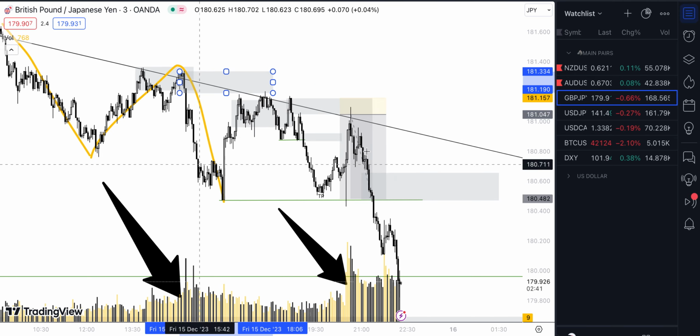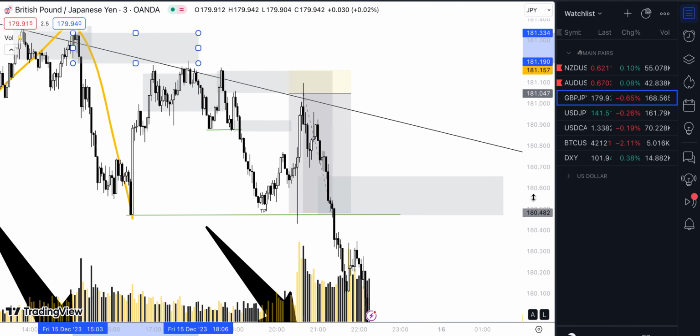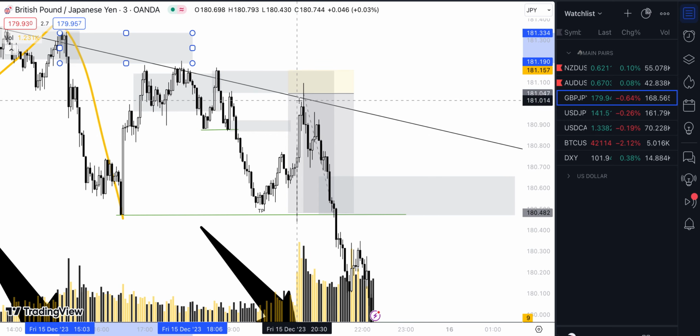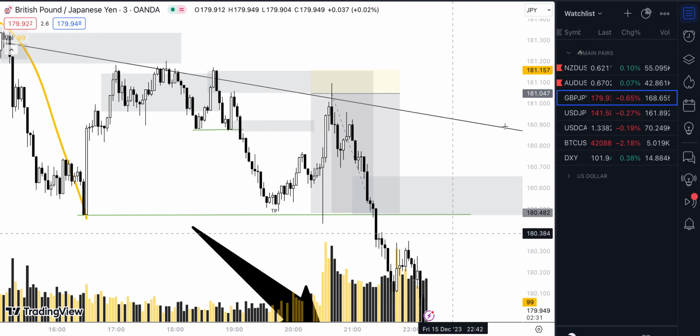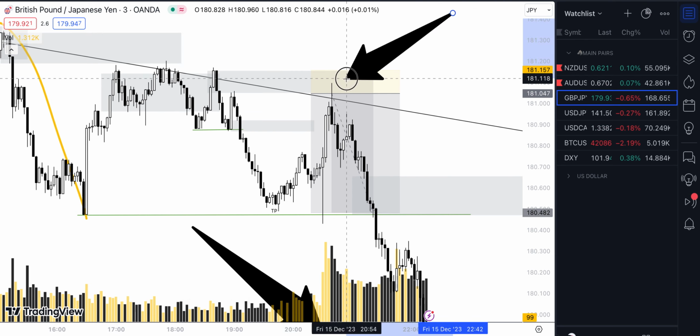Another confirmation that made me believe this was going well is that once I entered here, I noticed we had a wick tap into my supply zone, right over here. That, for me personally, is a confirmation because smart money will usually do that. Smart money likes to tap and go, because retailers don't usually make these tap and go movements and can't control wicks like that.